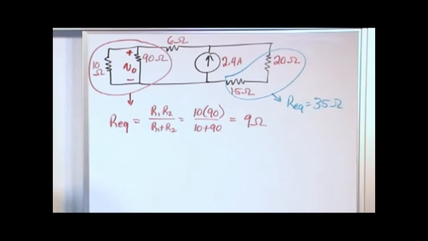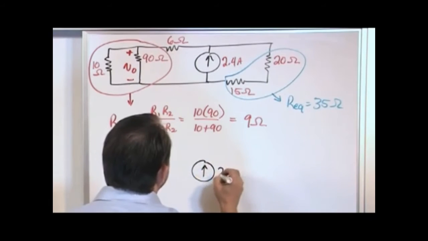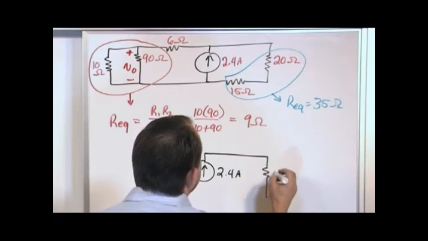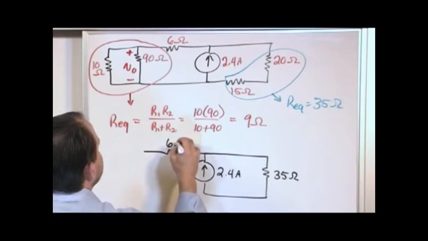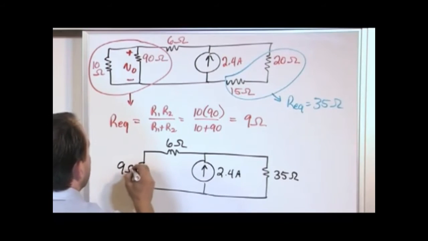Now let's go and redraw the circuit here, because I think at this point we've simplified so much stuff that it'll be worth it to do that. So here we have 2.4 amps. On this side we're saying that we have 35 ohms. And on this side, we still have our 6 ohms. We haven't done anything with that, but we replaced all of this stuff with 9 ohms.